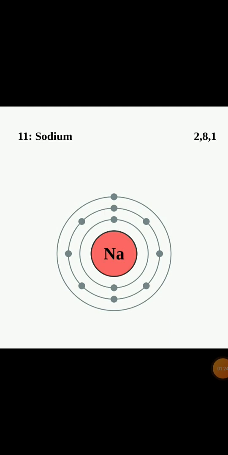I have already told that all the elements will try to attain octet configuration like noble gases, which means they will try to get 8 electrons in their outermost orbit. Now you see for sodium. Here, sodium has 1 electron in the outermost orbit. So what will it do? Will it give an electron or will it take an electron?